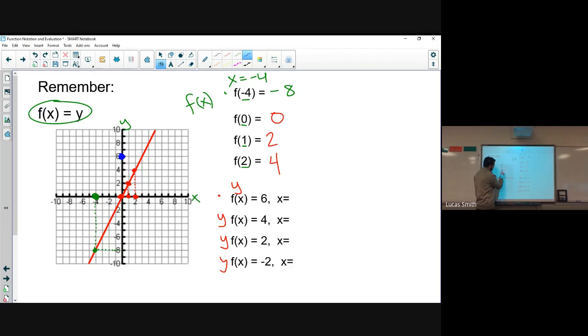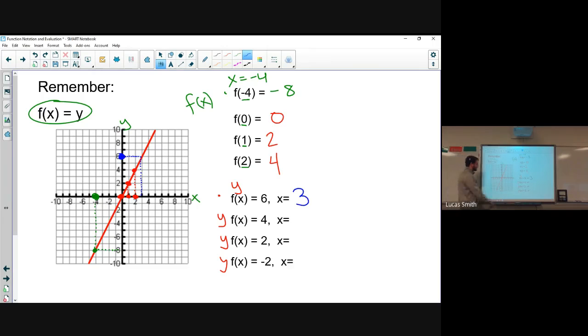Well, I've got to go over to where my graph is. I hit my graph right there. And I want to figure out what is the x value, what's the point on the x-axis where my function goes up here to 6. So I'm going to have to go down to the x-axis and see where I'm at. Looks like I'm at 3. So x is 3 when y equals 6.